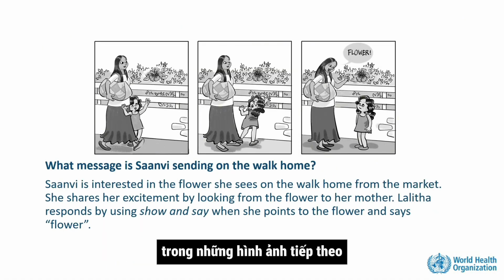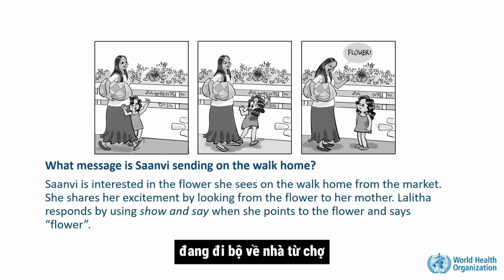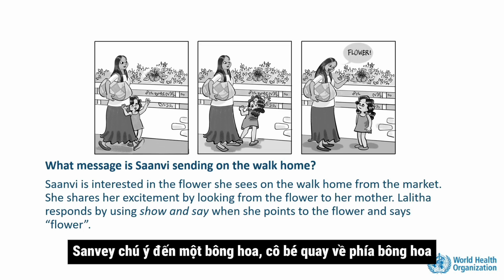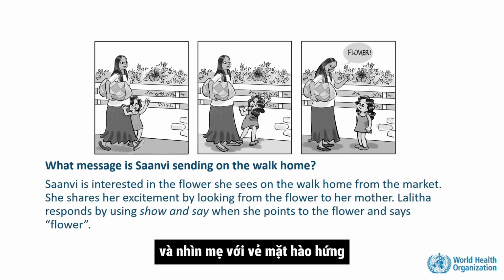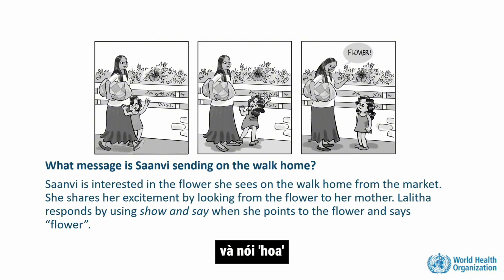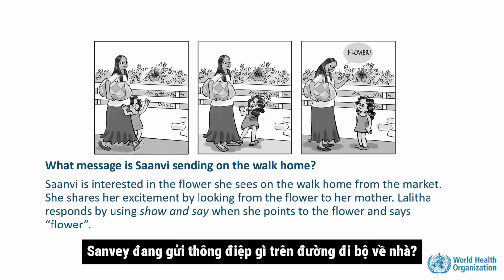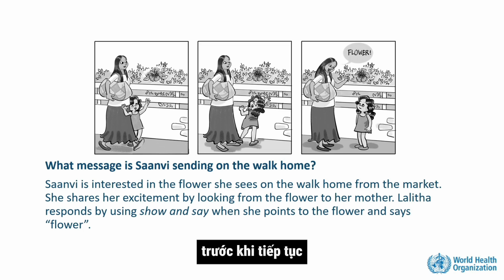In these next pictures, you can see Sanvi and her mother walking home from the market. Sanvi notices a flower. She turns toward the flower, reaches toward it, and looks at her mother with an excited expression. Her mother responds by pointing to the flower and saying, "Flower!" What message is Sanvi sending on the walk home? Let us think about this for a few seconds before continuing.